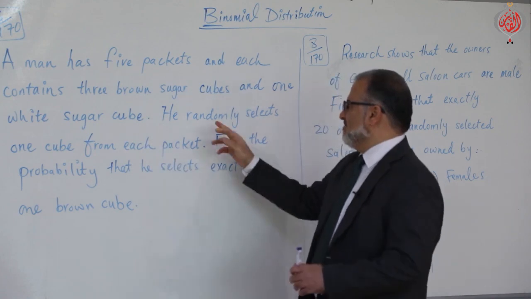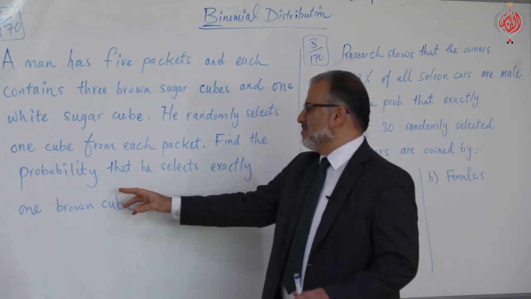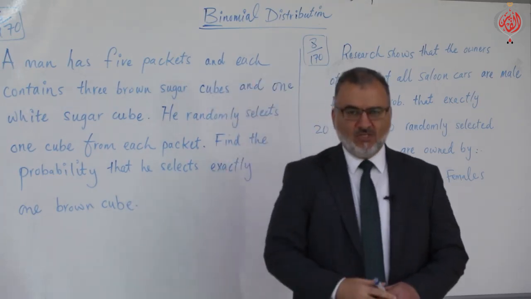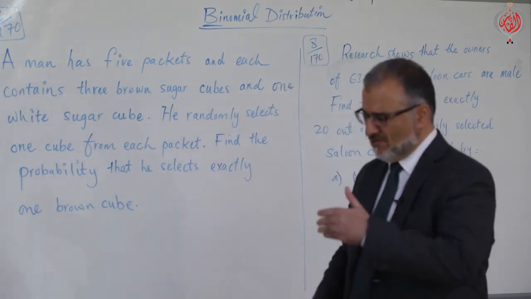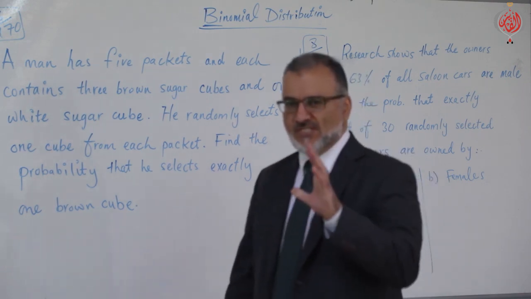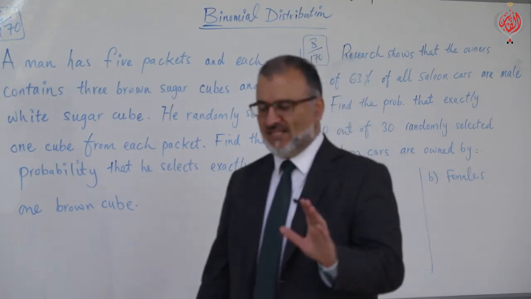Now, a man has 5 packets, and each contains 3 brown sugar cubes and 1 white sugar cube. He randomly selects 1 cube from each packet. Find the probability that he selects exactly 1 brown cube. Definitely, we need to read the question more than once. You need to read it twice, thrice, 4 times, till you understand the question. Don't attack the solution unless you understand the question.